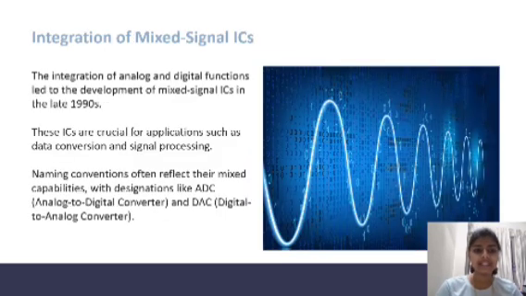Let's come to the integration of mixed signal ICs. The integration of analog and digital functions led to the development of mixed signal ICs in the late 1990s. These ICs are crucial for applications such as data conversion and signal processing. Naming conventions often reflect their mixed capabilities with designations like ADC, analog to digital converter, and DAC, digital to analog converter.